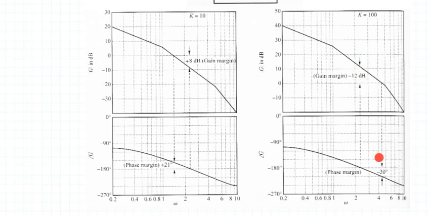So if your gain margin and phase margin are positive, the system is stable. If gain margin and phase margin, either of them becomes negative, your system becomes unstable. So this is how you identify stability from the given system, right?